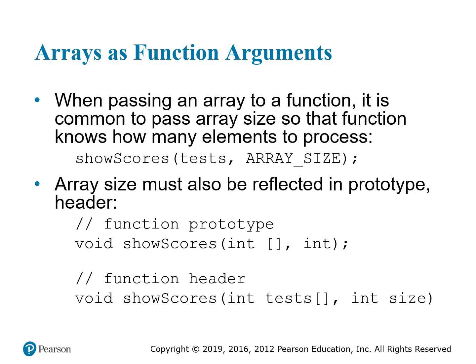Now there's a problem that when you pass an array in C++, the array loses its size information. So if you want the function to know how many items are in that array, you have to add a parameter. So you pass tests, and then you pass the size of tests. It would look like show scores tests array size, and that tells the function how many scores to iterate through when it reads the array.